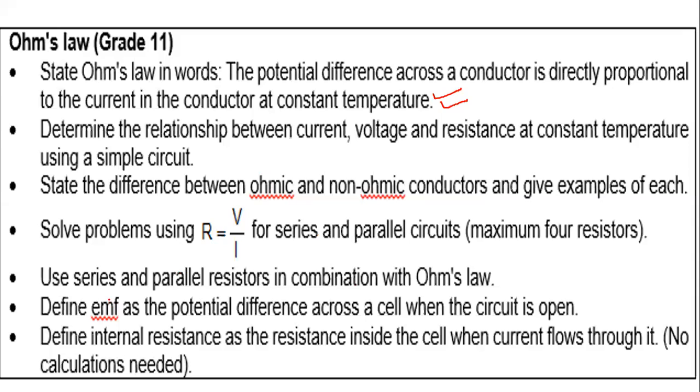Then another definition that we must be able to work with is the definition of the EMF. And we know the EMF is the potential difference across a cell when the circuit is open. That definition, my dear learners, is also going to be for 2 marks or nothing. Altogether, it is the potential difference across the cell when the circuit is open. And I also want you to always remember, my dear learners, that when we talk about the potential difference, we are talking about the voltage.